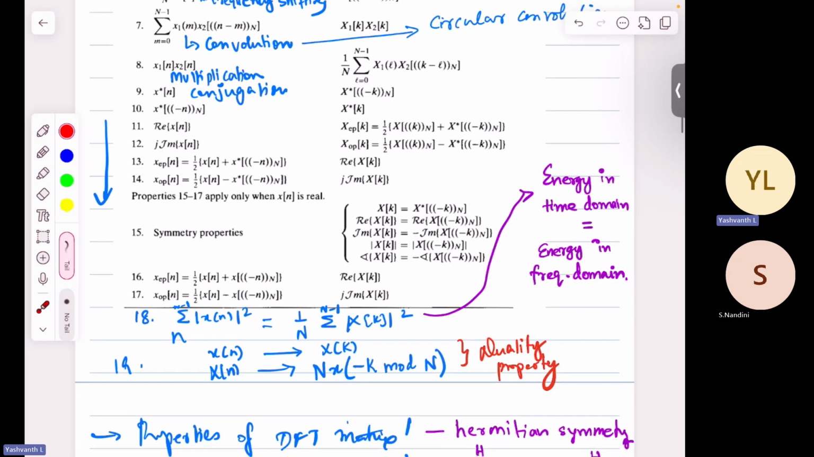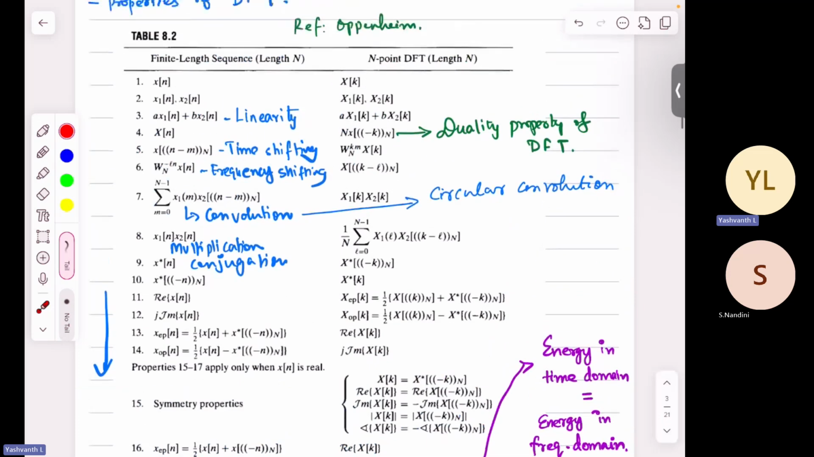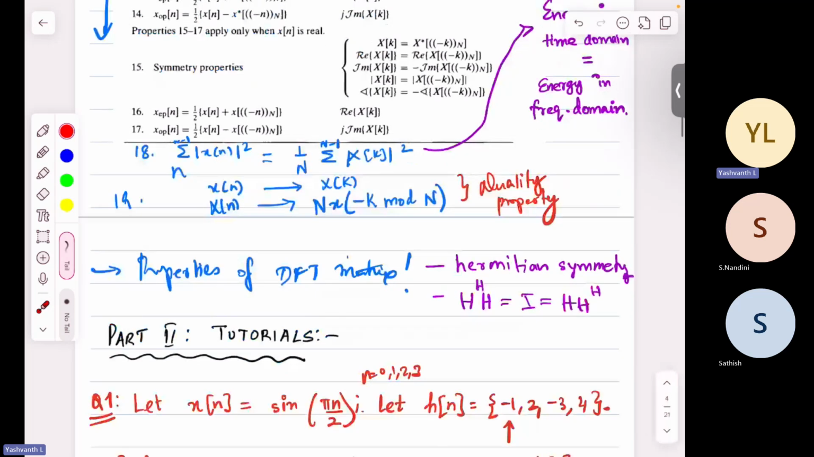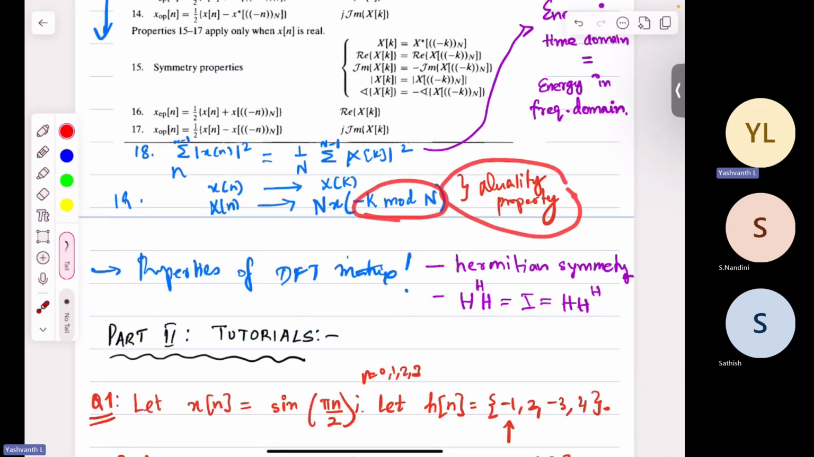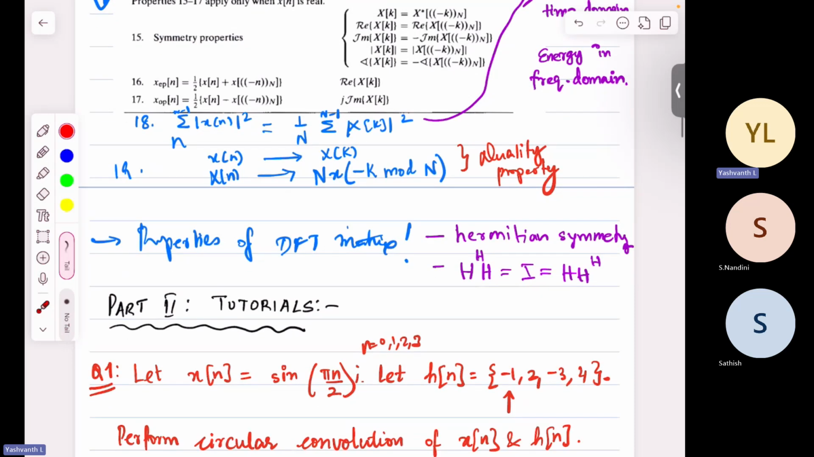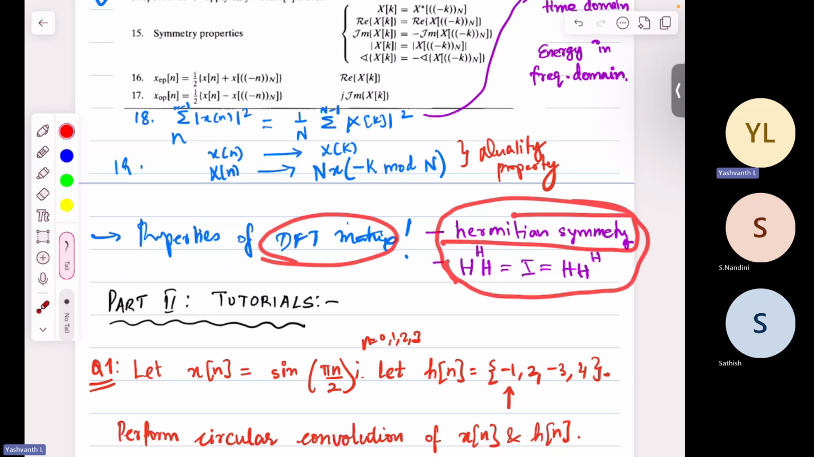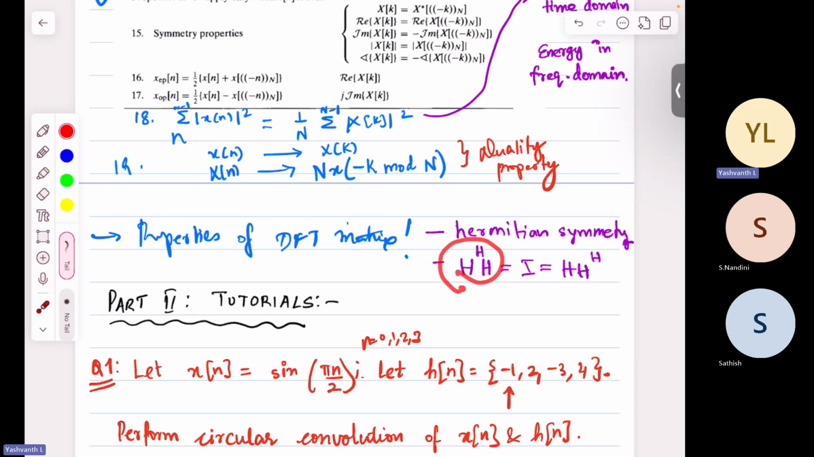And I've just written the duality property again, just to denote what this notation means. Minus k in subscript capital N means essentially that you do minus k mod N. That's called the duality property. Okay, so these are basically the properties of the DFT. And there's one more property. What you can always show is that the DFT matrix follows the Hermitian symmetric property. That is, H Hermitian H will be equal to identity, equal to H H Hermitian.